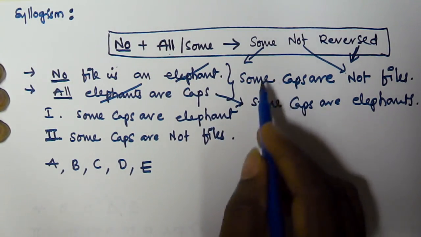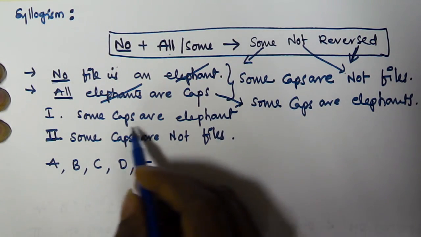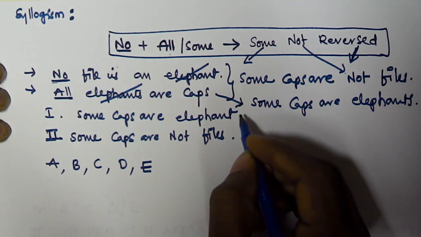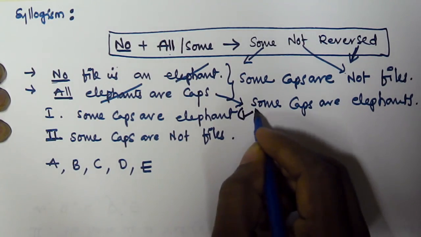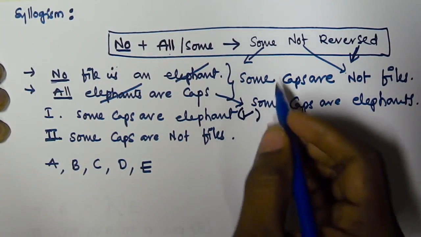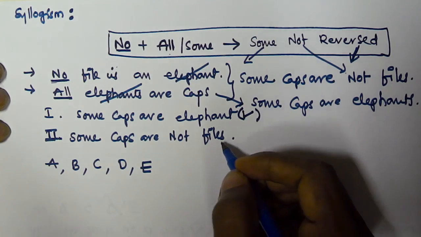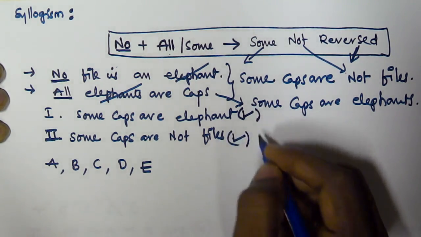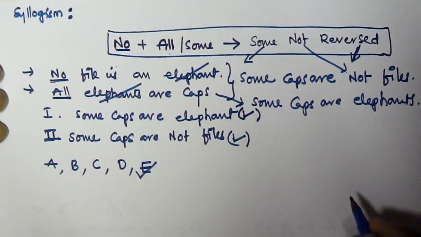Now compare these derived conclusions with the given conclusions. Some caps are elephants, the second derivation, is equal to the first given conclusion, so the first conclusion is true. The second given conclusion, some caps are not files, matches the first conclusion we derived, so this one is also true. Both are true, so we have to select option E.